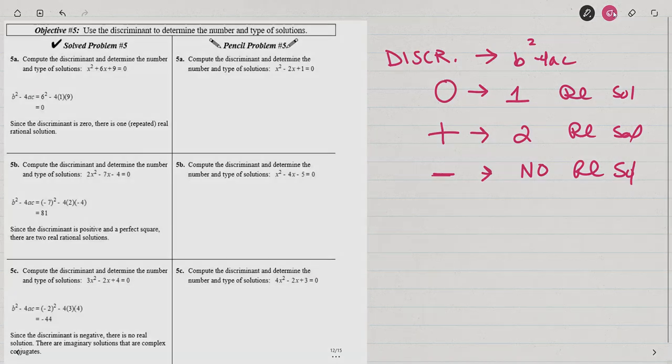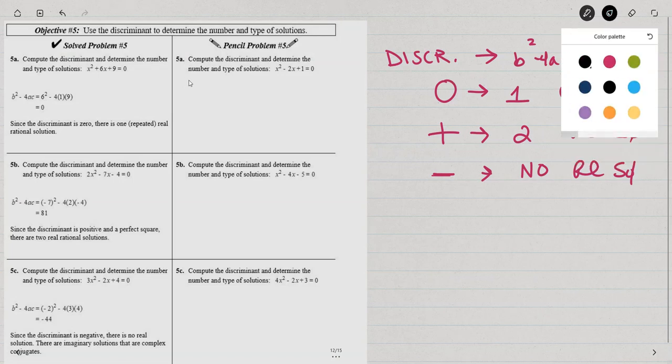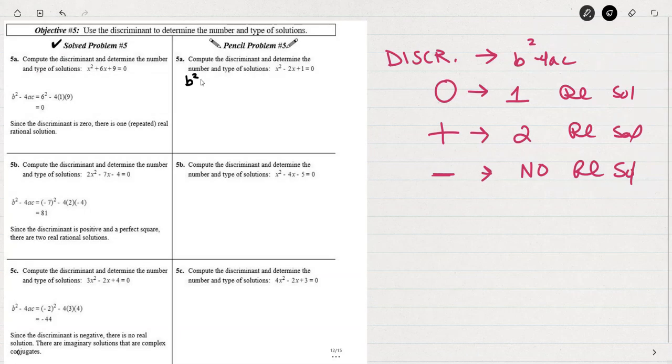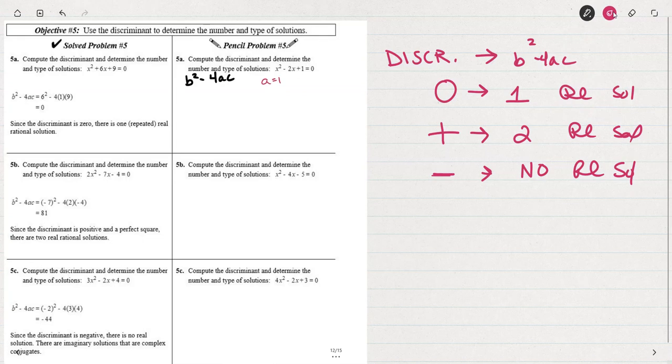Let's go ahead and look at this. To start with, the formula is b squared minus 4ac. So I'm going to pull out, just like I did before, the a is 1, b is negative 2, c is 1.